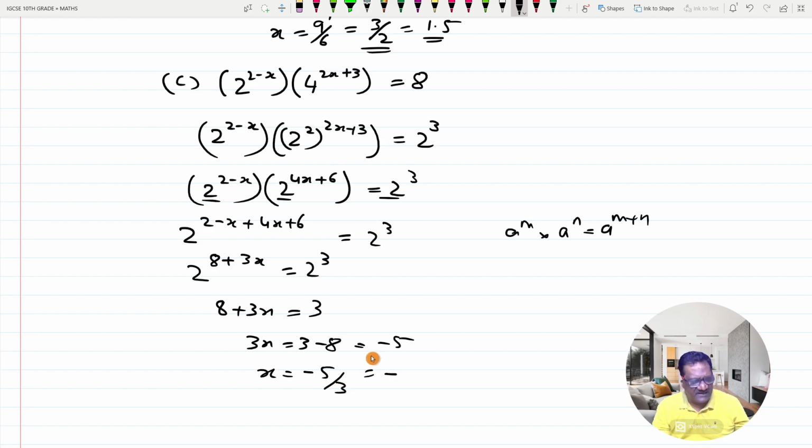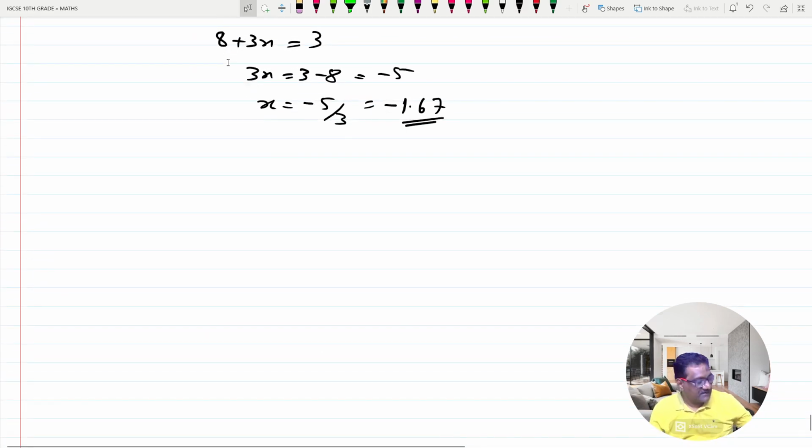Now 5 upon 3 in the decimal form, if I want to write, it should be actually how much? Let me check out. 5 divided by 3 is 1.666. Okay, so minus 1.67 I can write. So the answer for this C, subquestion C, is what I got. Now let me check it. So in the book behind, the answer for C is given as minus 5 upon 3, which is absolutely correct.